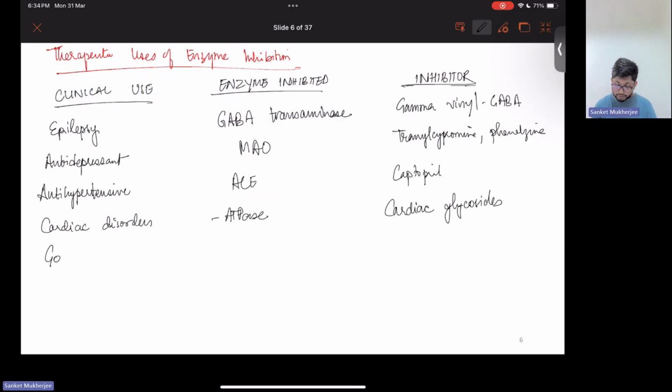For gout, xanthine oxidase, and we already know its inhibitor, allopurinol. Similarly, for ulcer, we have again ATPase, and it is inhibited by omeprazole.